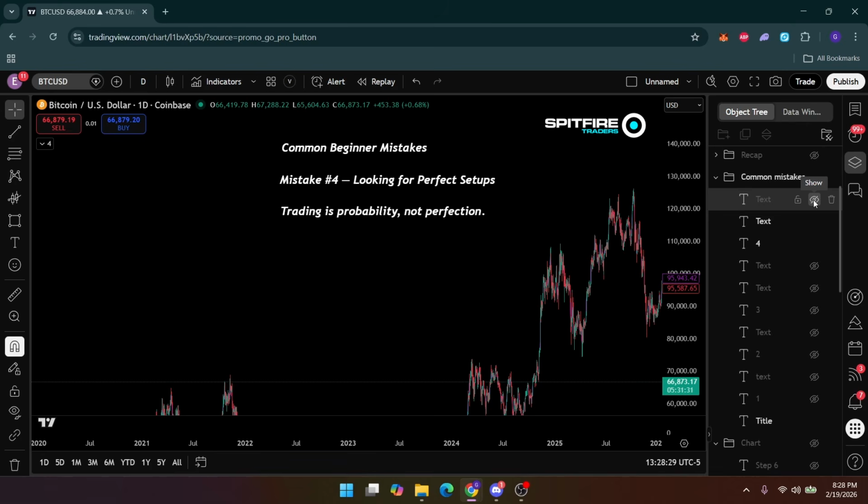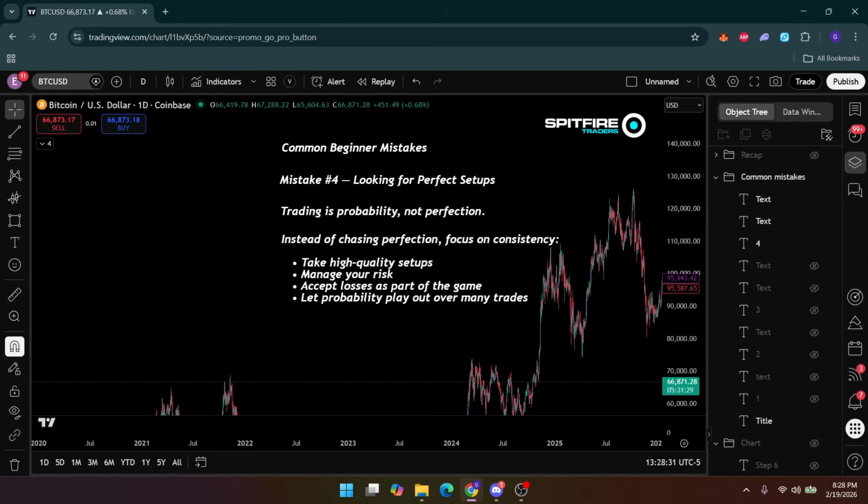So instead of chasing perfection, focus on consistency. Take high quality setups, manage your risk, accept losses as part of the game, and let probability play out over many trades. Because probability doesn't come from one perfect trade. It comes from executing a solid edge repeatedly over time.